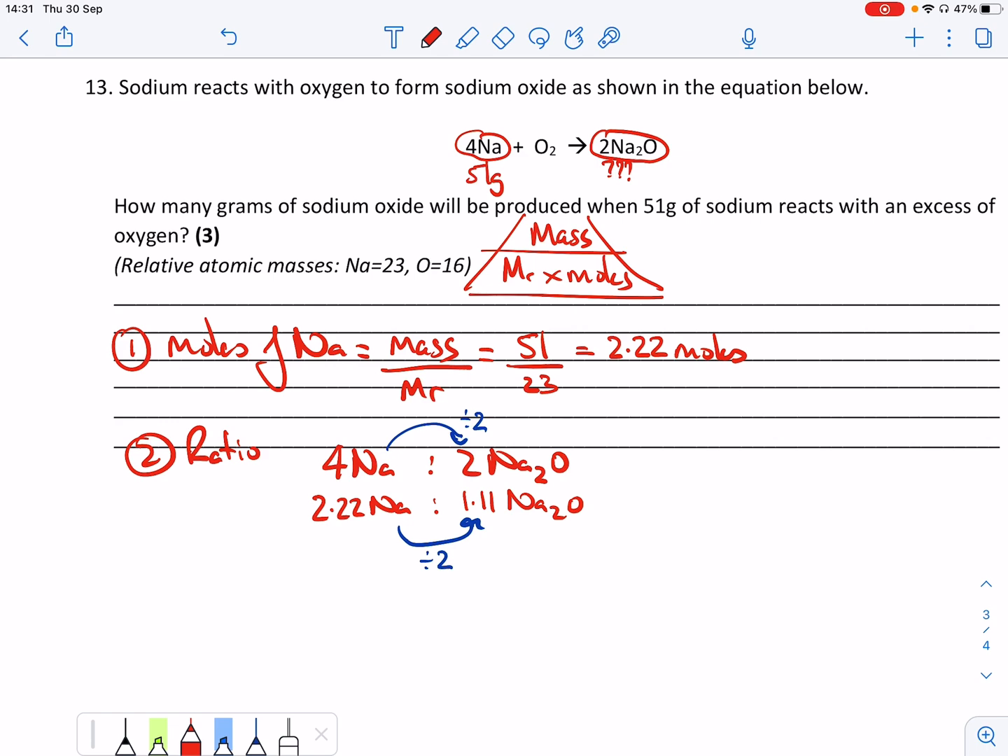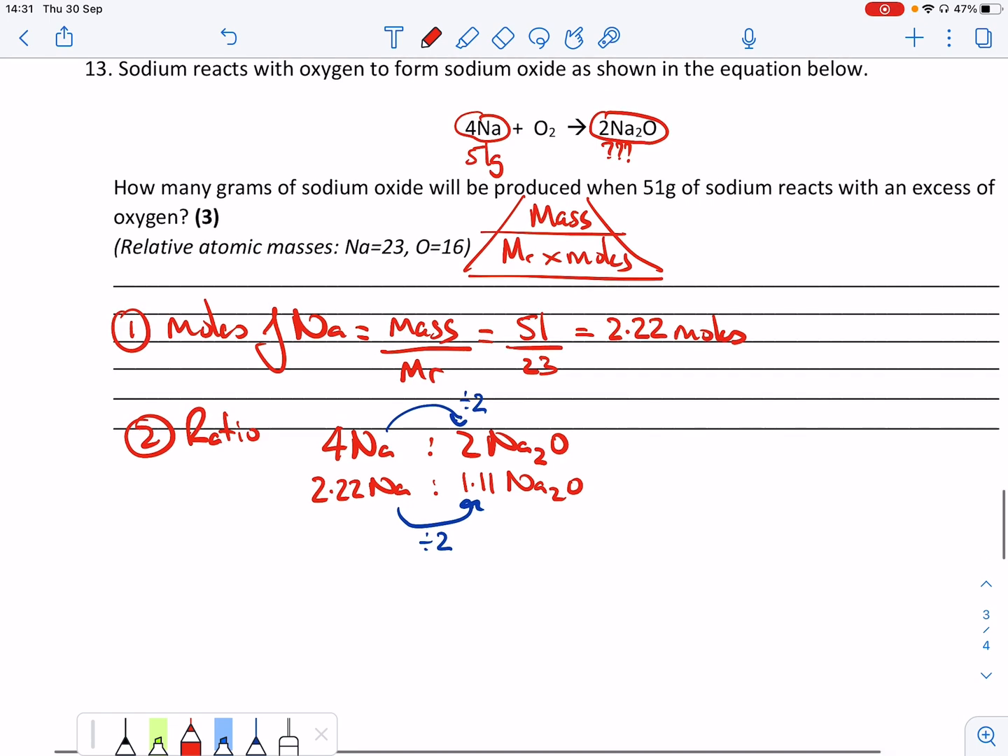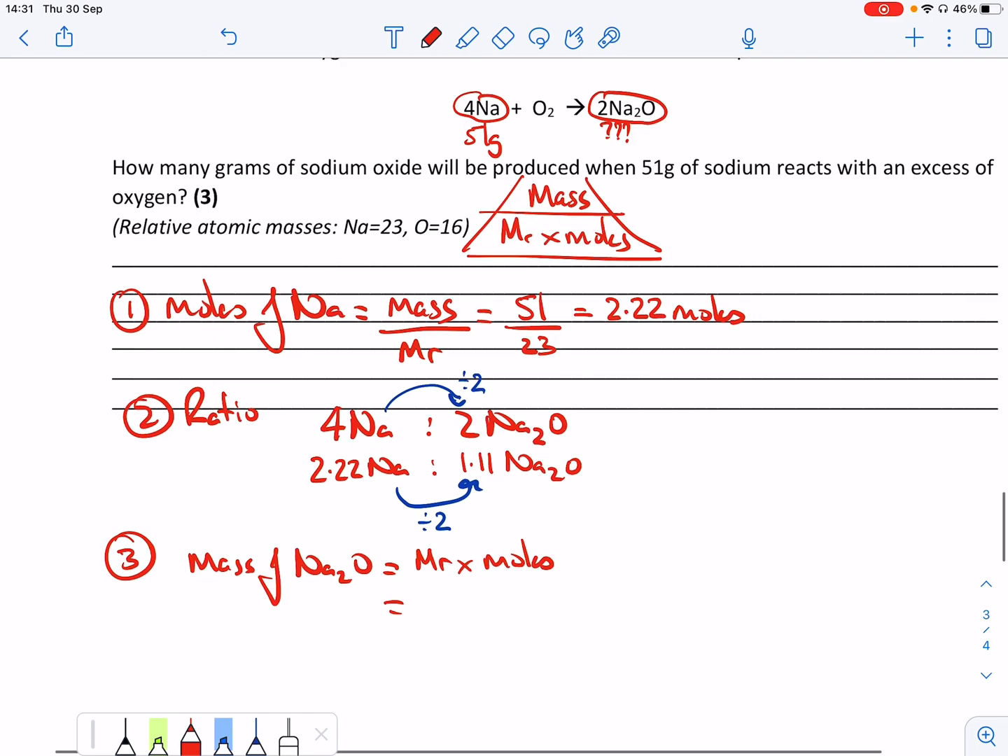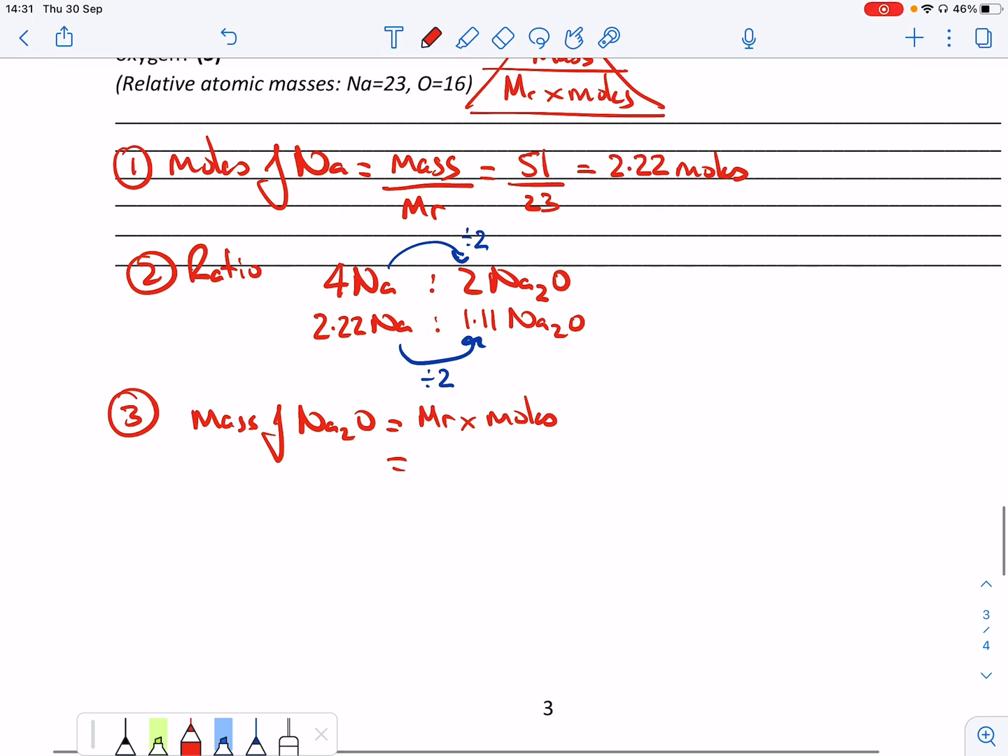Okay? Now I've got that many moles of sodium oxide, I can do my final step, and my final step is to convert that moles into a mass of sodium oxide. So again, I go back to my triangle. The mass is the Mr times moles, so let's write that down. Mr times moles, okay? Now we're doing the compound, so the Mr might take us just a second to find, so let's just move this up, give me a bit of space.